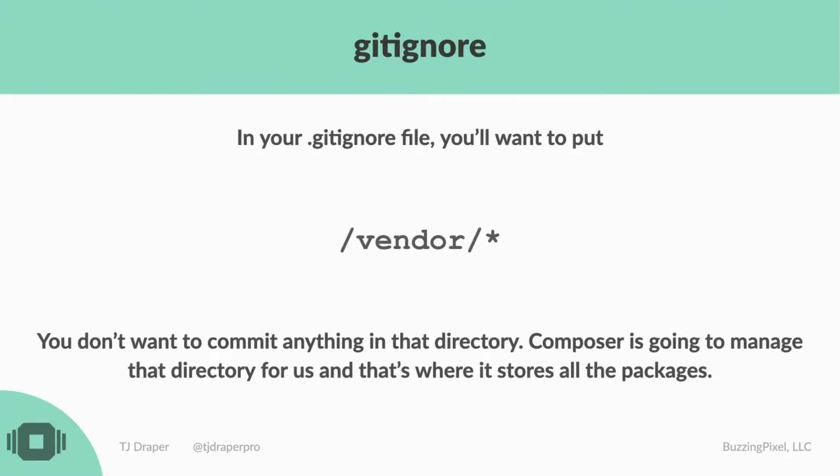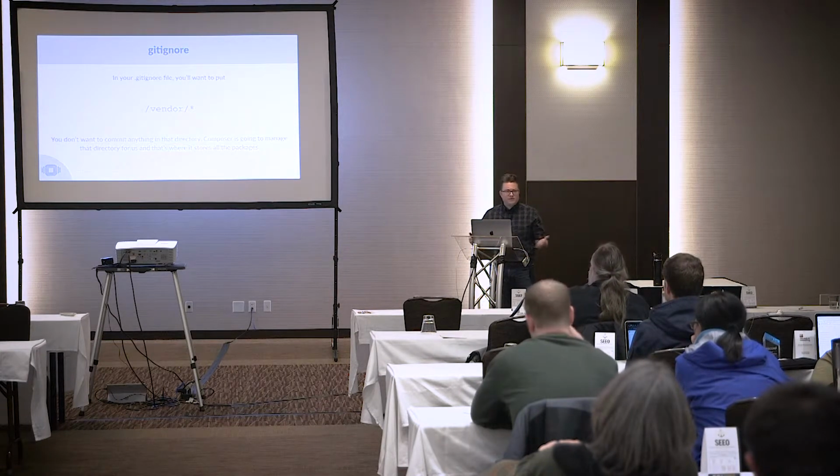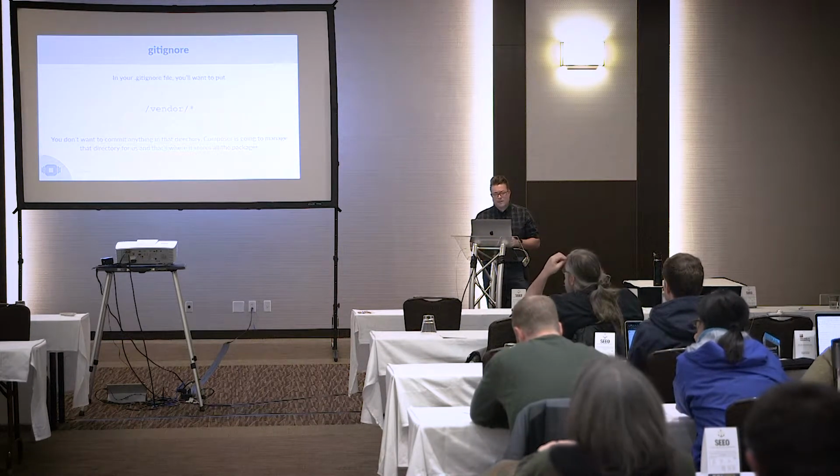Something important to note is that in your .gitignore file, in your Git project, you will want to ignore the vendor directory because that's where Composer installs all of its dependencies. You don't want to commit that directory. Composer is going to manage it for us. And when you get to any particular environment, you will issue the composer install command to get those dependencies.